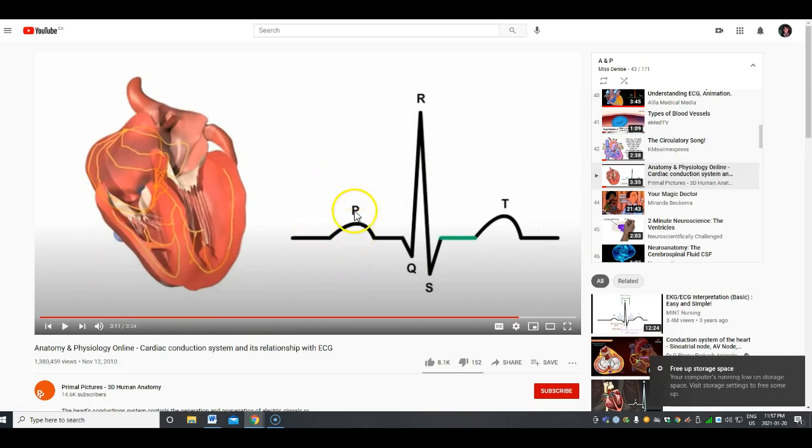P wave is to do with atrial contraction or atrial depolarization. QRS complex is ventricle contraction or ventricle depolarization and atrial repolarization. Then the T wave is the ventricular repolarization or ventricular relaxation.